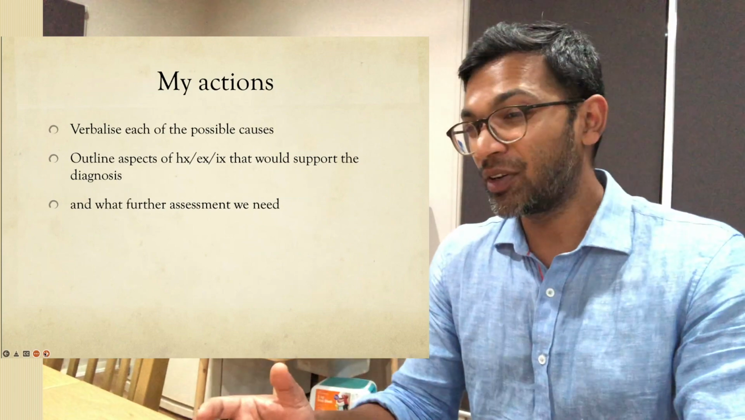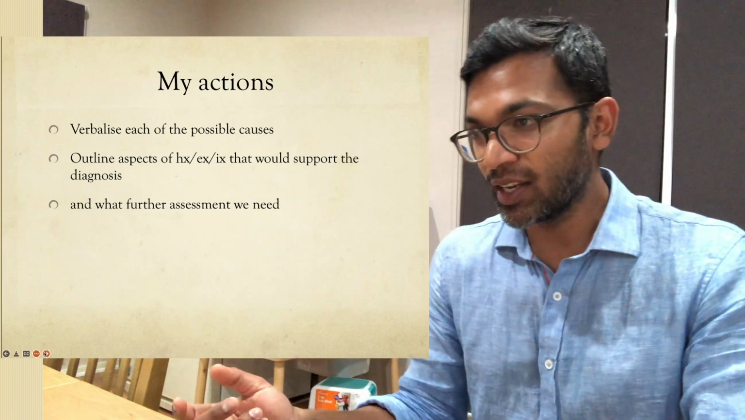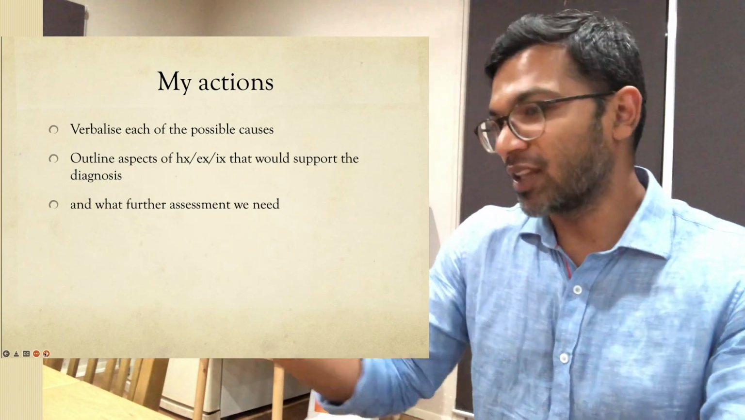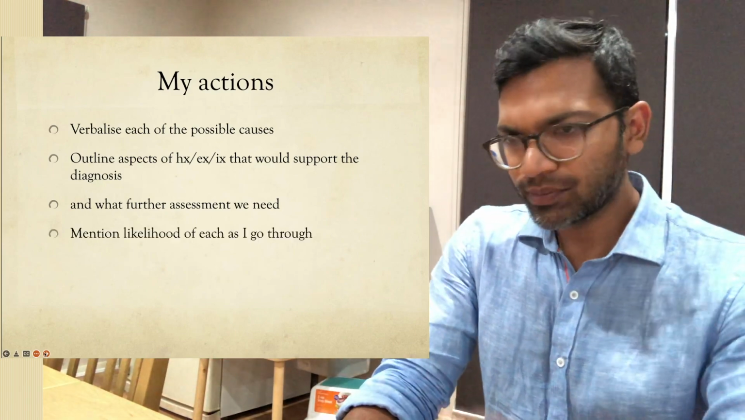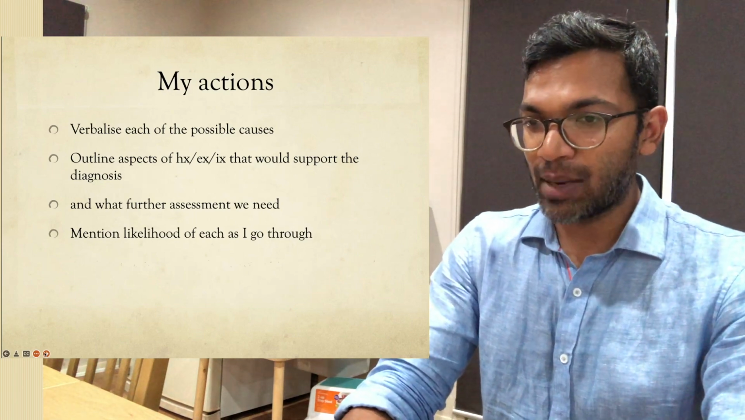It could be a pneumothorax. So I'd want to check for the trachea, auscultate the lungs, and get a chest X-ray, and then decompress if I'm ever concerned there's tension. That's the kind of language I use. I then mention the likelihood of each as I go through. And I'll give you an example of that in a second.